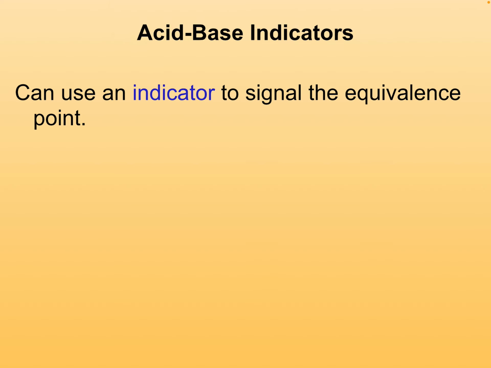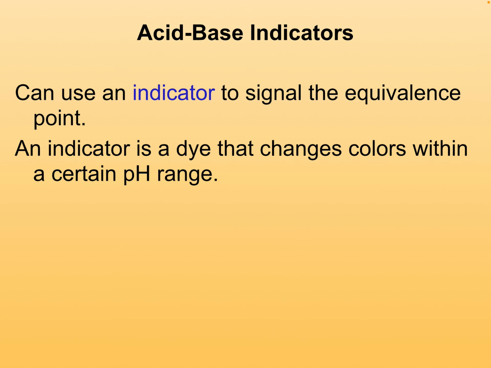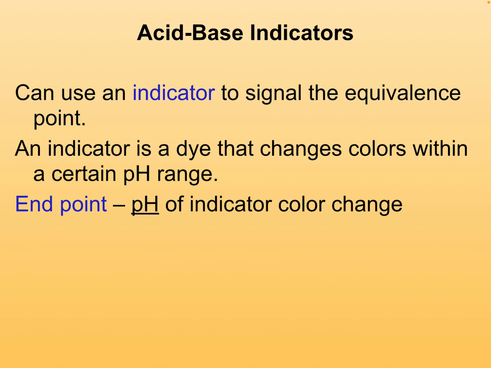So we know whenever we see a color change in the indicator, if we are using the appropriate indicator, we should have reached that equivalence point. And indicators are dyes that change color at different pH ranges. And remember, we said whenever the indicator reaches its end point, the end point is the pH where the indicator should change color. And if we pick the right indicator, the pH of the end point should correspond with the pH at the equivalence point of the added volume when we reach neutralization.